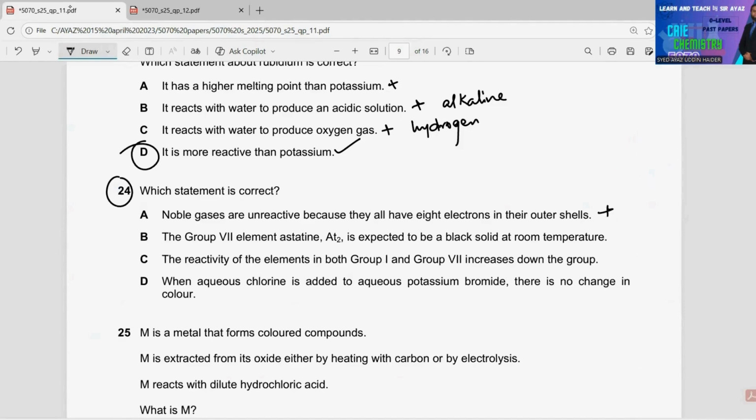So A is incorrect. Although this initial statement, noble gases are unreactive, is correct, this reason, because they all have 8 electrons in their outer shell, is incorrect. B. The group 7 element astatine, At2, is expected to be a black solid at room temperature. This looks correct to me.